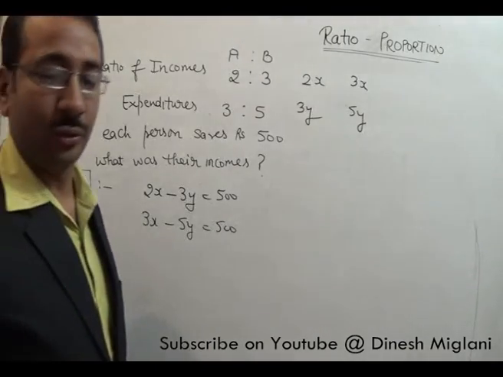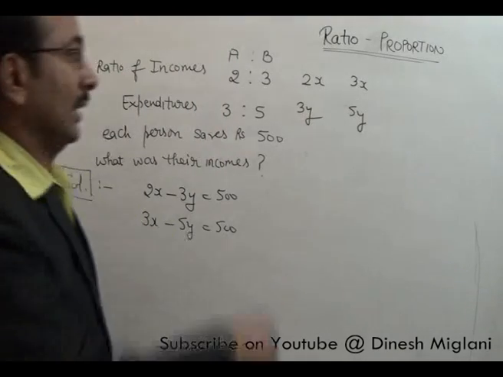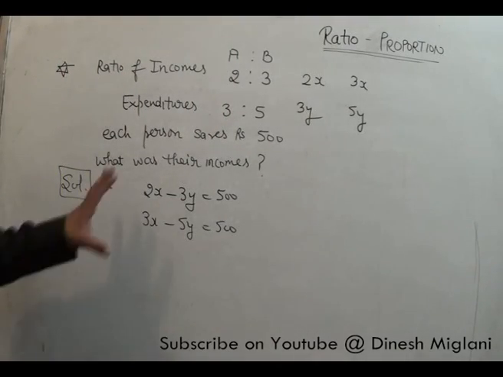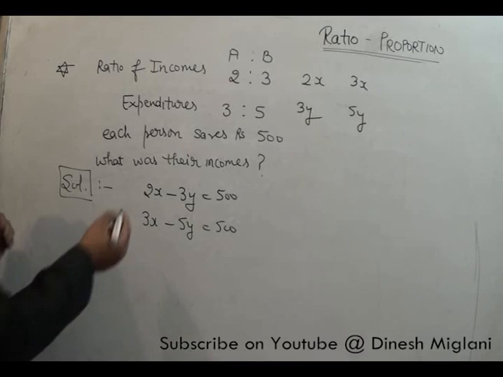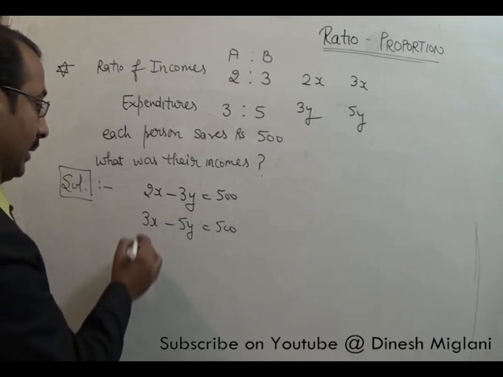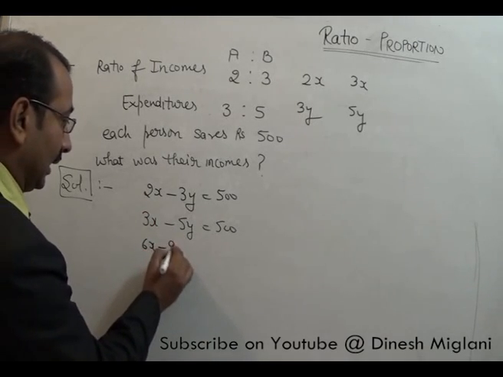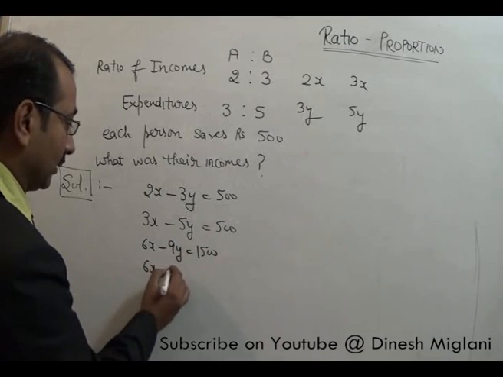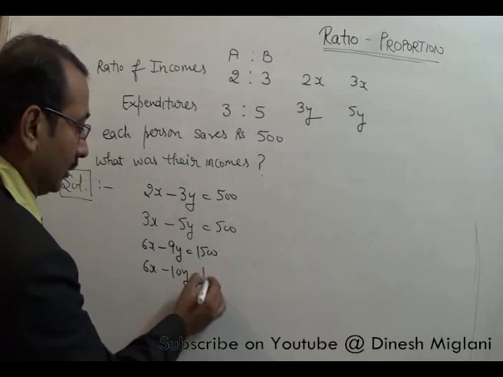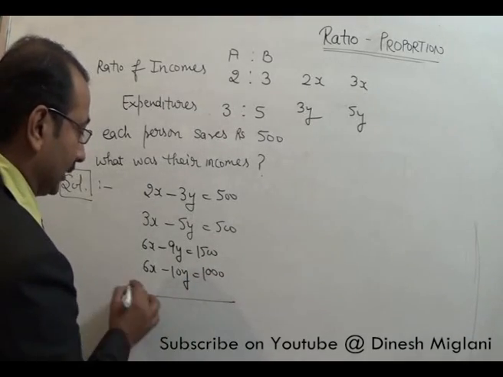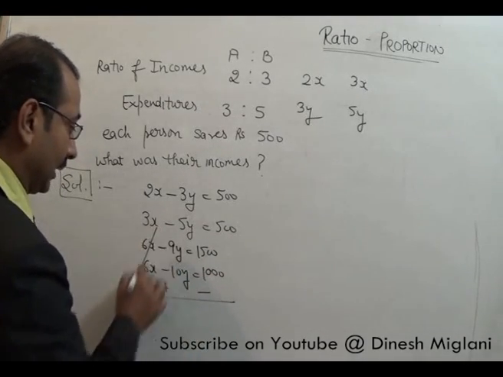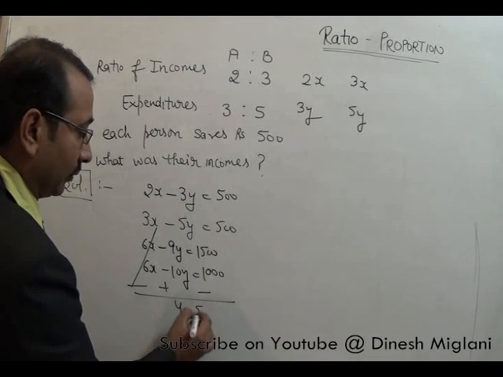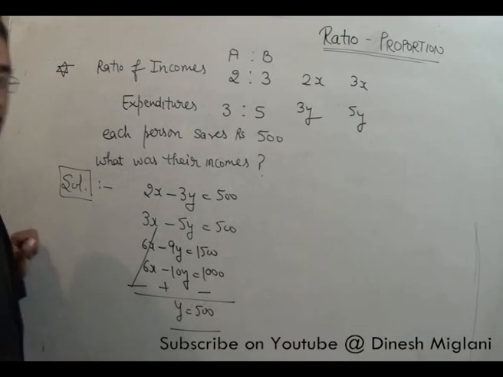Income of the first person is 2x, and that is 3y. Now I have to solve it for x and y. I have two equations. Multiply the first equation by 3: 6x minus 9y equals 1500, and multiply the second by 2: 2x minus 10y equals 1000. I will subtract, minus plus minus, this would be cancelled out, y equals 500, that is the value of y.